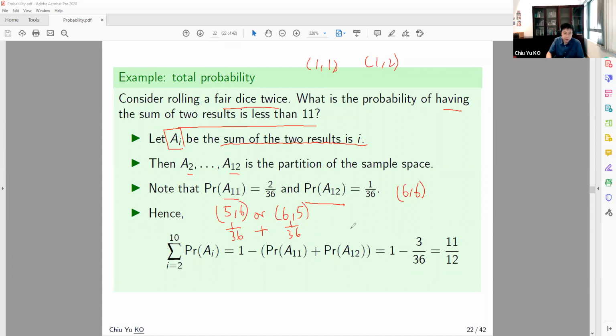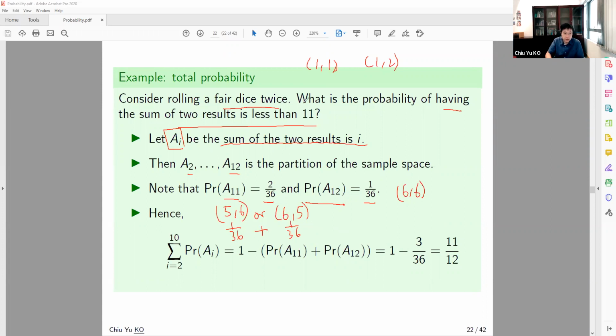If they are not, then you have to subtract their intersection, okay? But anyway, you don't need to worry about that part. Okay, so that's why it's 2 over 36. Is that clear?